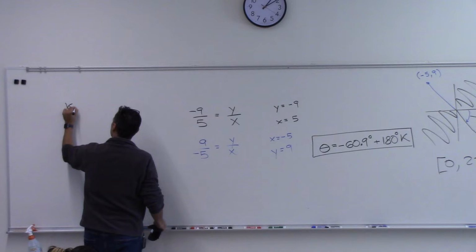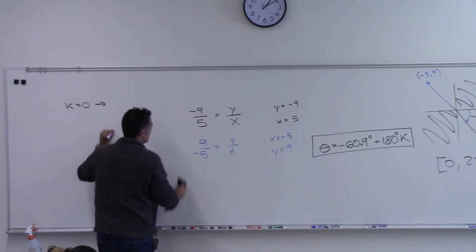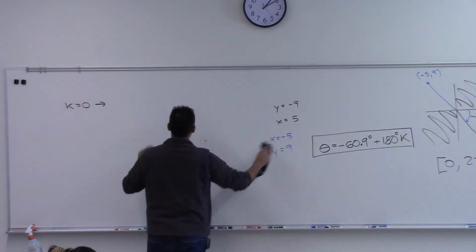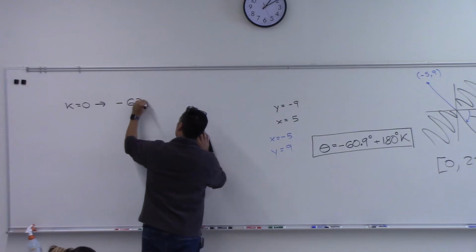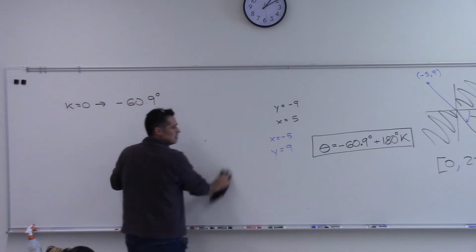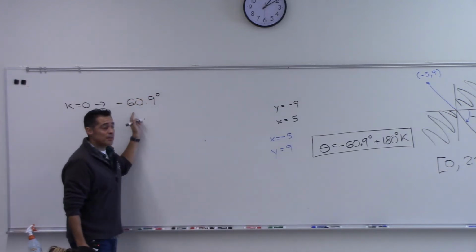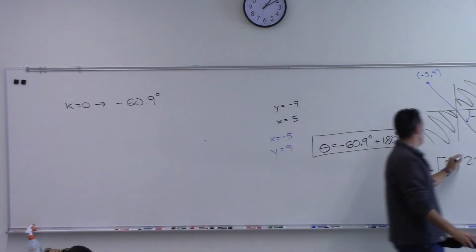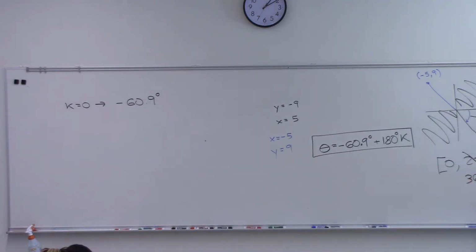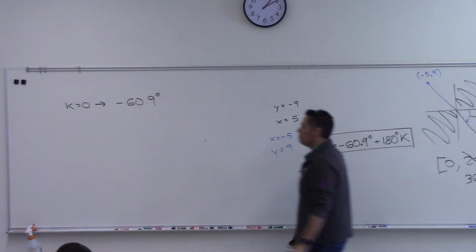So if k is 0, what's my answer? -60.9, right? Is that a legitimate answer? Is that between 0 and 360 degrees? No, that's a negative number, so I don't want that.